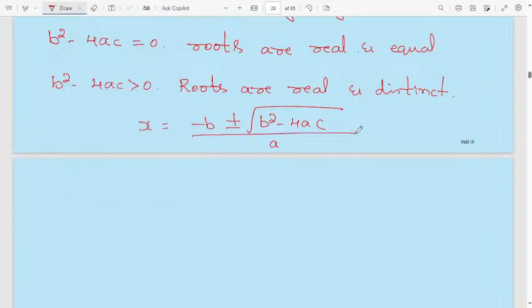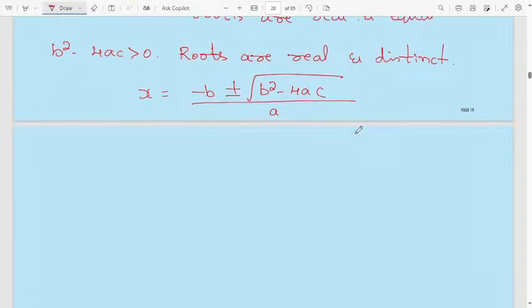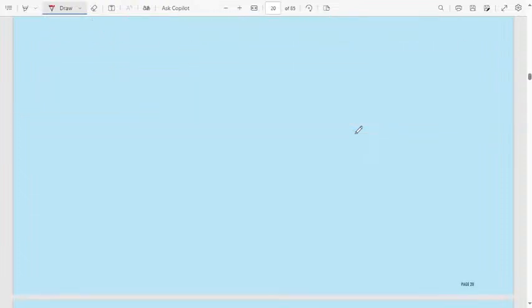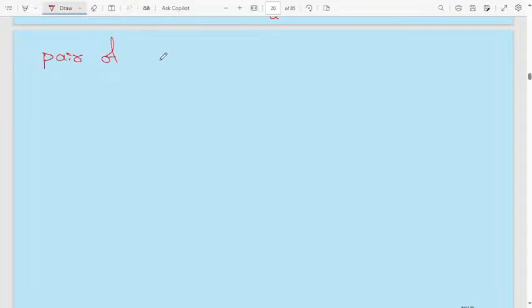This is the formula we will use. Next, in the case of a pair of linear equations in two variables, I will tell the condition.